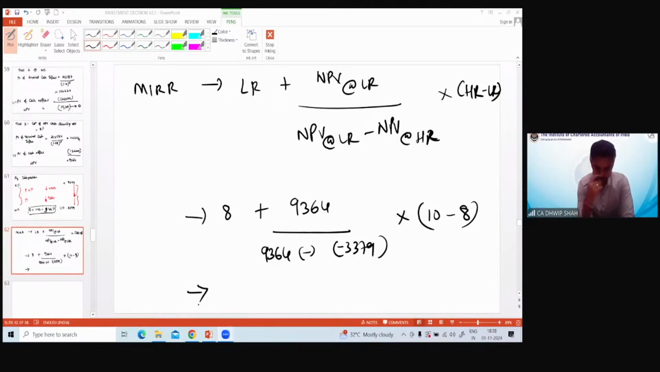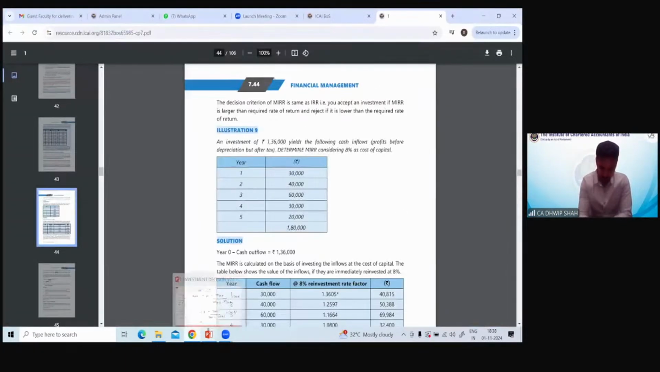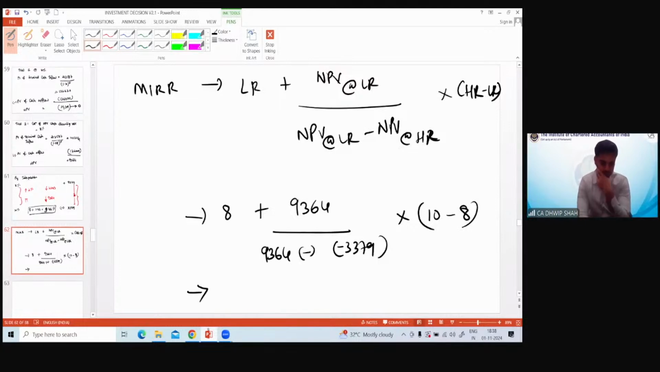Okay? Any questions? It is exactly 9% except for the rounding difference. So this 9.46 is also correct. You don't need to worry about that. We have taken the entire amount in our calculation. We have not rounded off anything. Understood the concept of MIRR? Any doubt? Any queries?